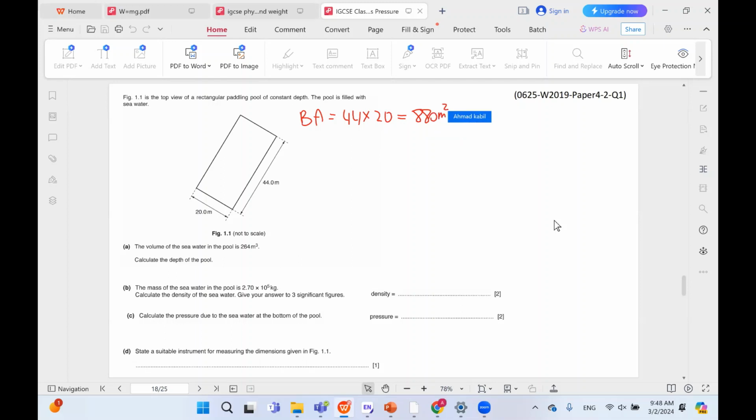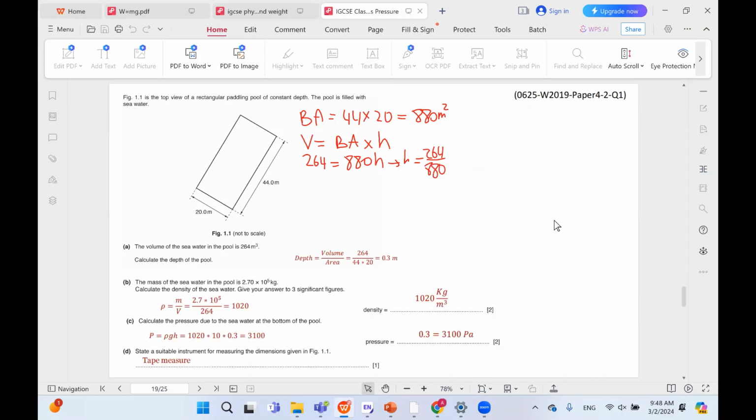Now you should know from geometry that the volume is equal to base area multiplied by height or depth, of course. Now we know that the volume here is 264. So this is equal to 880 multiplied by the height. So the height equals 264 divided by 880. Let's check the answer here. So 264 divided by 880 on the calculator gives us 0.3 meters, which is the value we got for the depth.